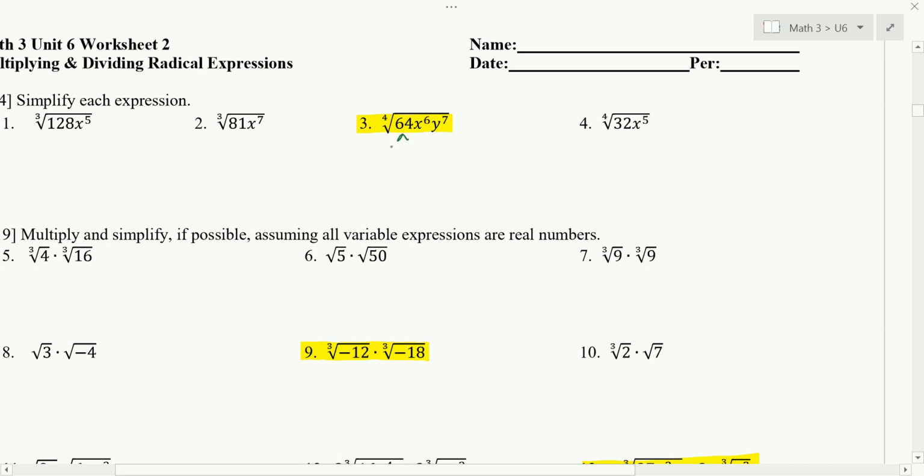So 64 is 8 times 8, and the 8s can be broken down to 4 times 2, and the 4s can be broken down to 2 times 2. And so we end up with 6 2's, and so we got one set of 4 2's and then 2 that are left over. We have 6 x's, so one group of 4, 2 left over, and 7 y's. So one group of 4 and 3 left over.